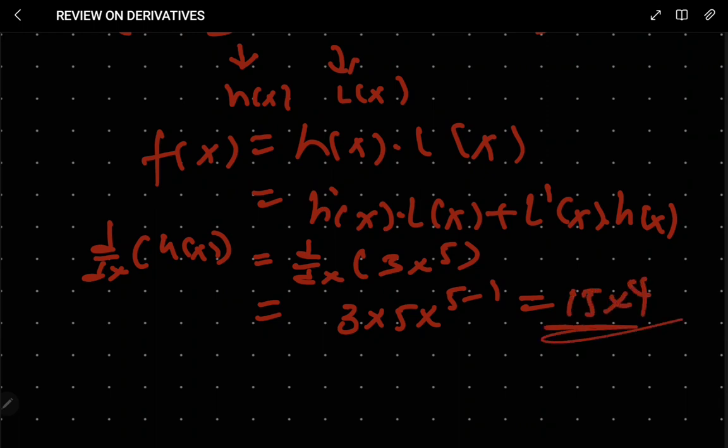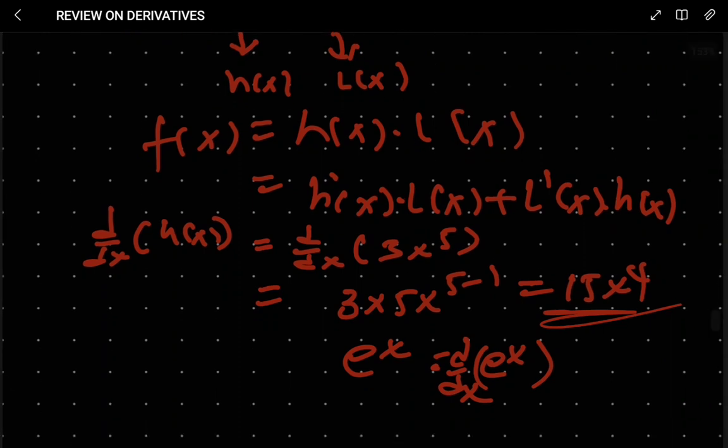And what is the derivative of e to the power of x? E to the power of x is the only function which is the same as its derivative. So the derivative of e to the power of x is e to the power of x; the derivative and the function are the same. This is a typical property of the exponential function with base e.